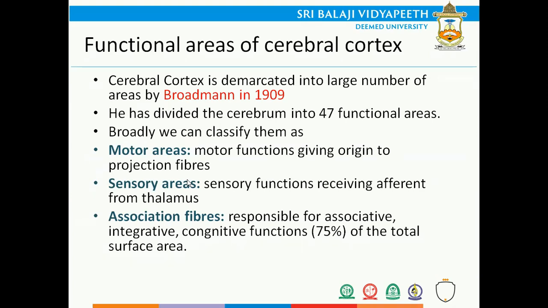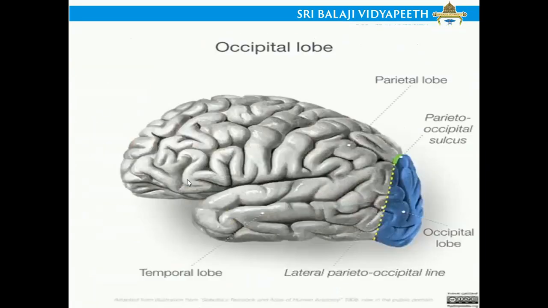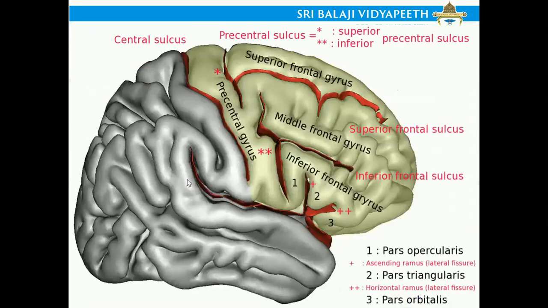We have studied the different sulci and gyri, their location, and their presence in the various lobes. Now we will talk about the functional areas of the cerebral cortex. The cerebral cortex was demarcated into a large number of functional areas by a scientist called Brodmann in 1909. He divided the entire cerebrum into 47 functional areas, and broadly we can classify them as motor areas, sensory areas, and association areas.